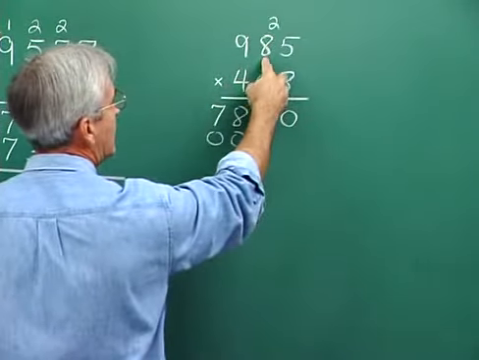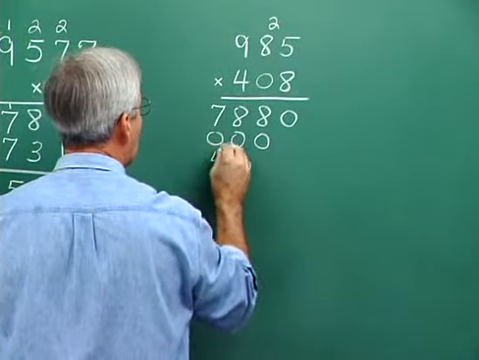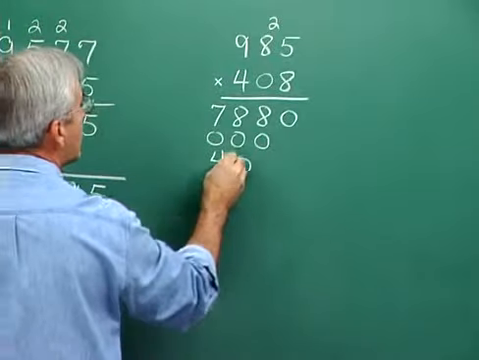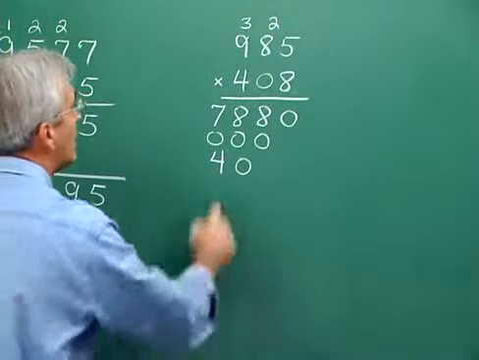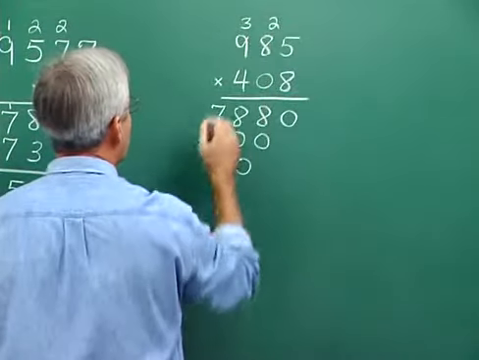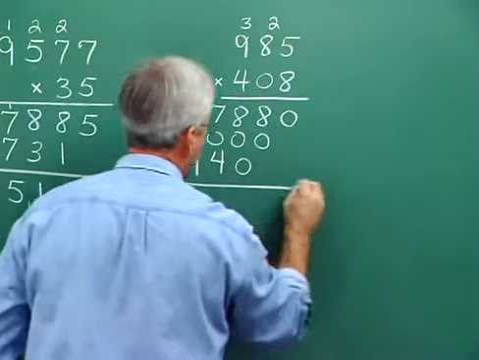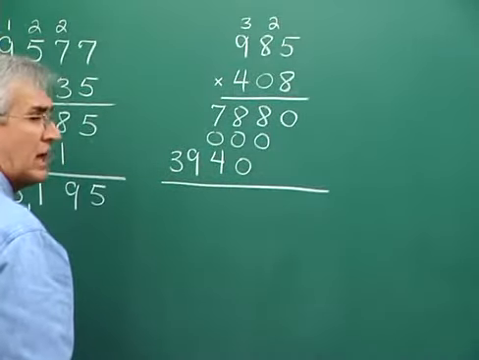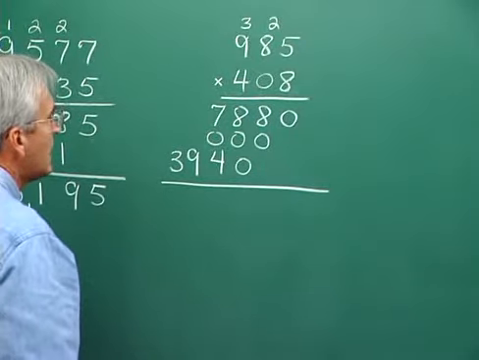4 times 8 is 32. 32 and 2 is 34. Put the 4 in 34 here, and carry the 3 to the next column. 4 times 9 is 36, and 3 is 39, and away I go. And now I'm adding. Notice how the digits line up here. Now be very careful about that.